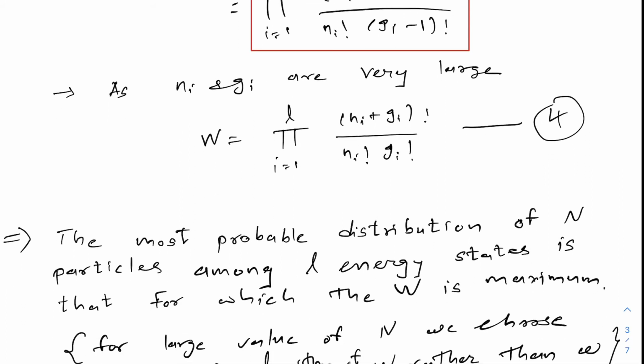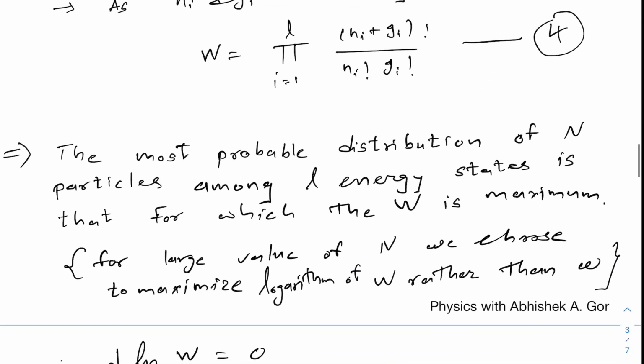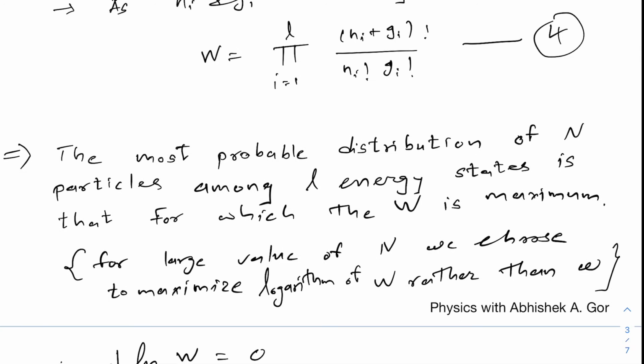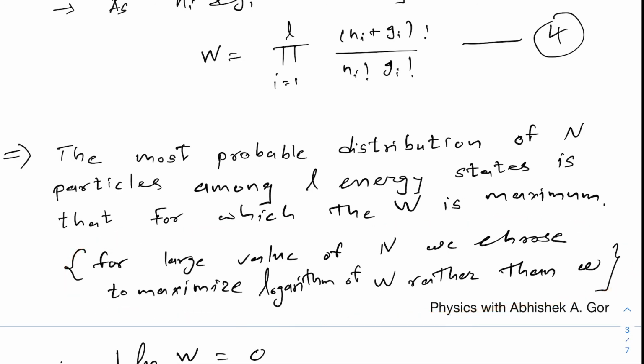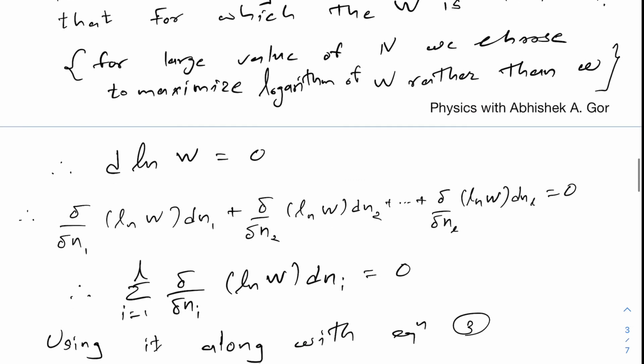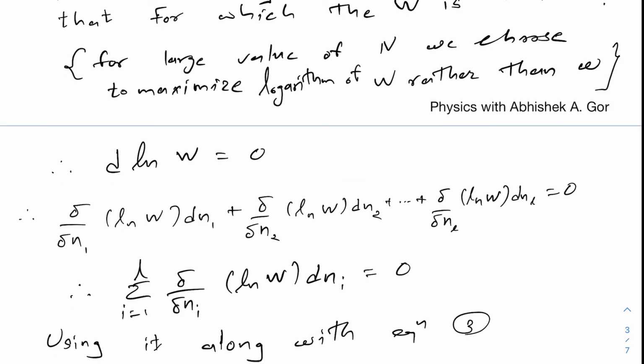Now we need to consider the most probable distribution. This kind of distribution among n particles and L energy states is possible when the distribution is maximum, that is W is maximum. So for a large number of particles, we choose to maximize the logarithmic value of W rather than W itself. It has its own benefit. So let's do that. That means d ln W has to be equal to 0.